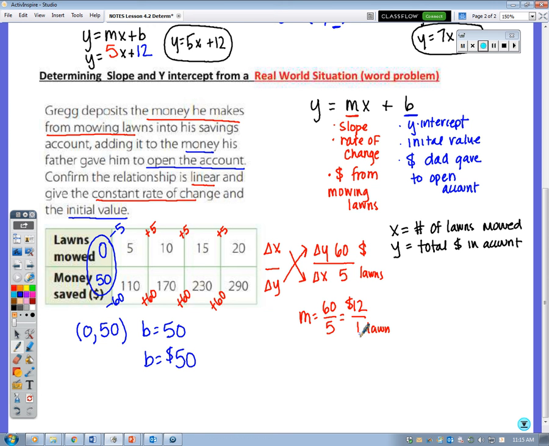And just for good measure, we're going to go ahead and create an equation to show that we're understanding this. Y equals mx plus b. Rate of change, initial value. And what this equation does is it lets us know how much he makes by plugging in any number of lawns. So my rate of change is $12 per lawn, so I can just put 12 here. And the initial value, the amount of money he started with, is 50. So what I've got is y equals 12x plus 50.